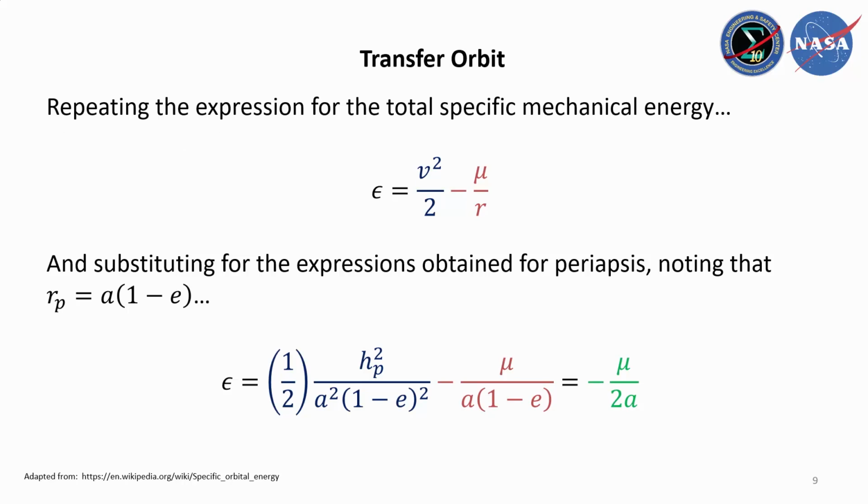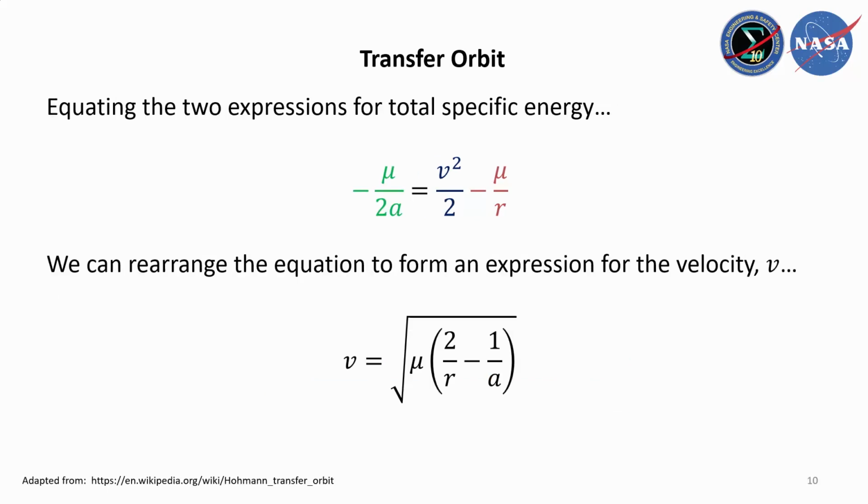So if we begin with the expression for the specific mechanical energy and make the proper substitutions, we can show that the specific mechanical energy can also be expressed as a function of only the semi-major axis, as shown in the expression at the bottom. If we equate our two expressions for specific mechanical energy, and if we rearrange the equation, we can establish an equation for the velocity v as a function of radius r from the central body.